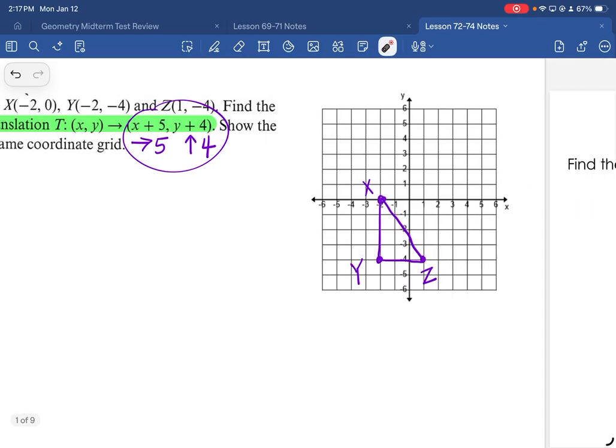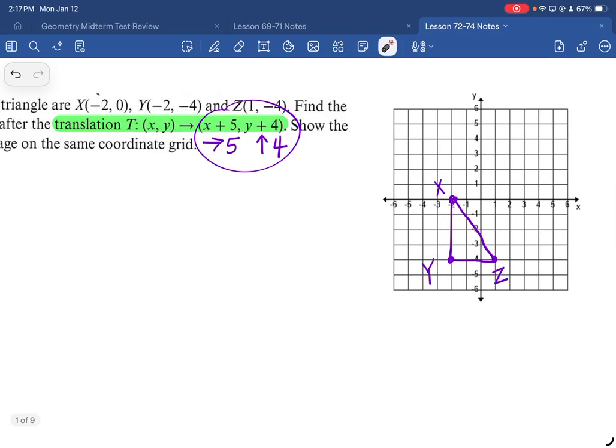All right. So 5 right and up 4. So we need to go 1, 2, 3, 4, 5, and 1, 2, 3, 4. Plot my point. Label this x prime, and put the new coordinate.